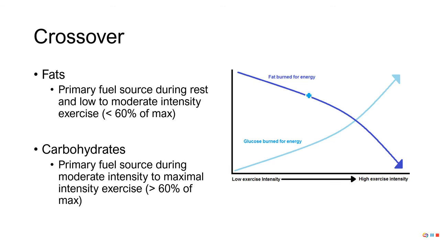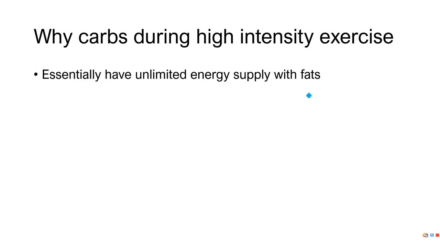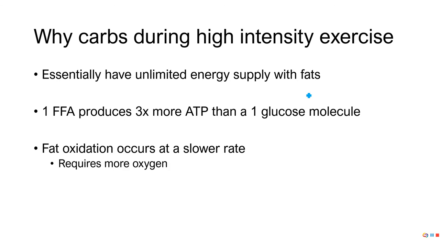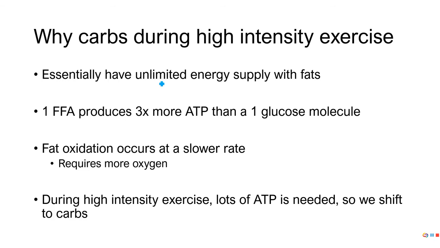So why do we use carbs during high intensity exercise? This is a valid question because we've got lots and lots of fat. You're never going to go through 70,000 calories. And one free fatty acid produces 3 times more ATP than a glucose molecule, so one triglyceride produces almost 10 times as much as a glucose molecule. Again, the answer is fat oxidation occurs more slowly and requires more oxygen. During high intensity exercise, we need a lot of ATP, and we need it now. Because metabolism of carbs occurs more quickly, we start to rely on that.